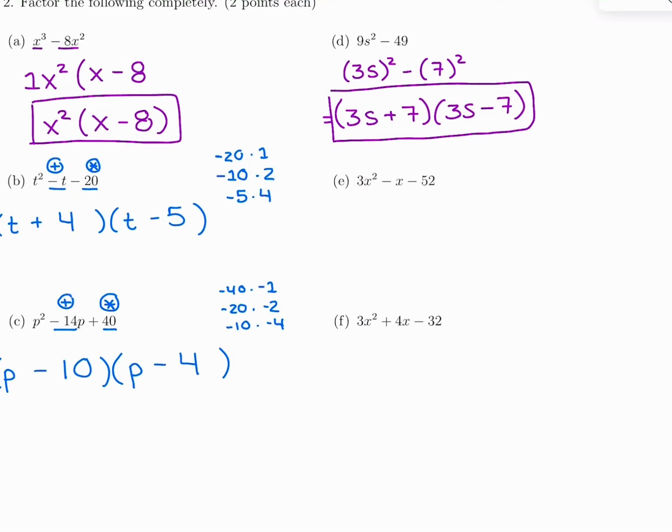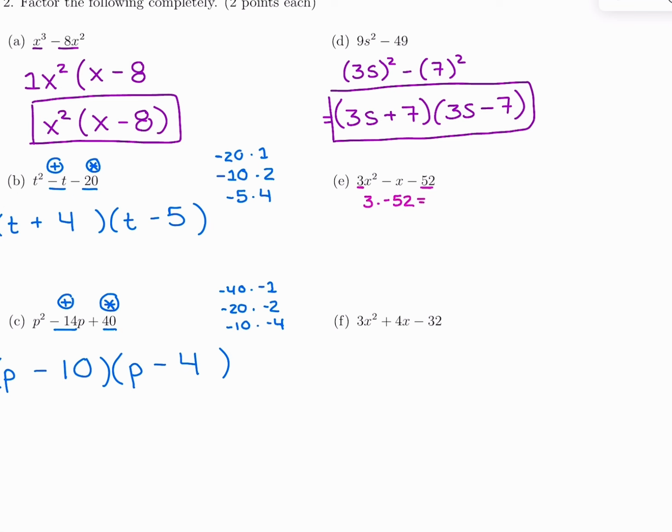Here we are going to review the AC method for factoring a trinomial, something with three terms, that has a leading coefficient that is not 1. So looking at this first one, we have 3x squared minus x minus 52. We are going to use the AC method, which starts out by multiplying together a and c. Ax squared plus bx plus c is the general form, so a would be 3 and c is negative 52.